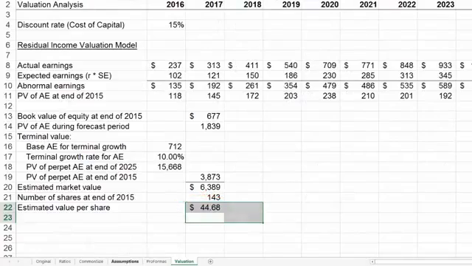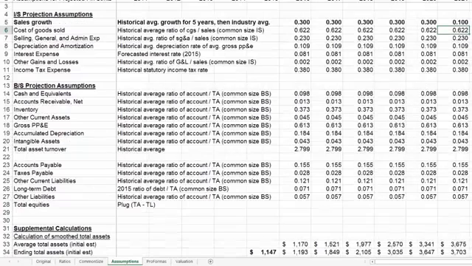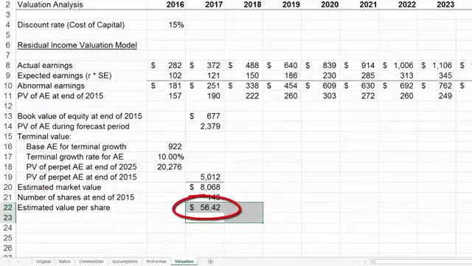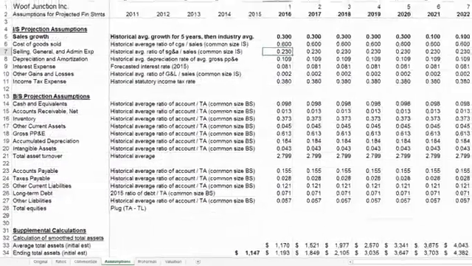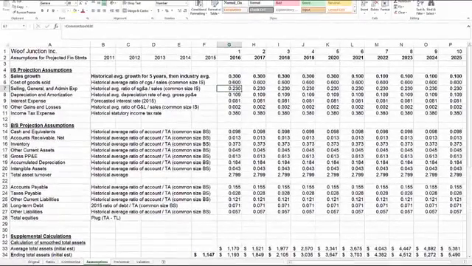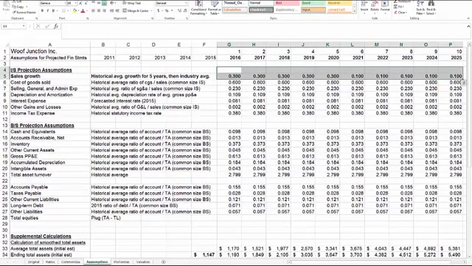$44. Still not enough. Well, cost of goods sold. This is the historical average of their cost of goods sold. But what we saw in the prior video was that it had gone down to 60% in the last year. So why don't we give them 60% instead of 62%, and there you go, $56. So what this is saying is, maybe it's some of these other assumptions, but it's probably the case that the stock market is expecting a lot more sales growth out of Wolf Junction than we originally forecasted.